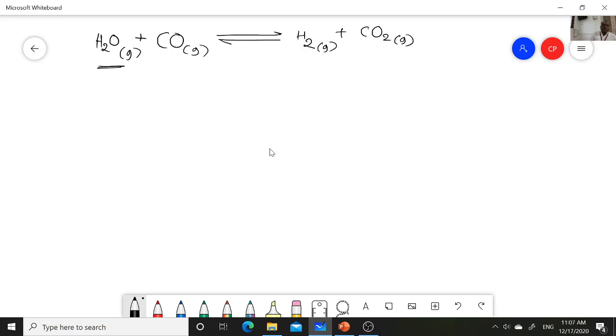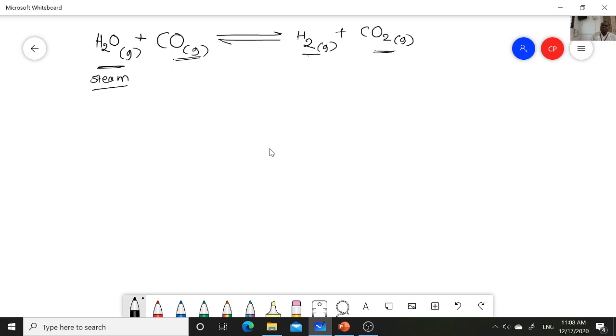So this H2O in the gaseous form, that is steam. We know that H2O exists in all three forms: steam, that is gas; liquid, that is water; and solid, that is ice, right? CO, that is carbon monoxide, in the gaseous form, there is a formation of H2 plus CO2.